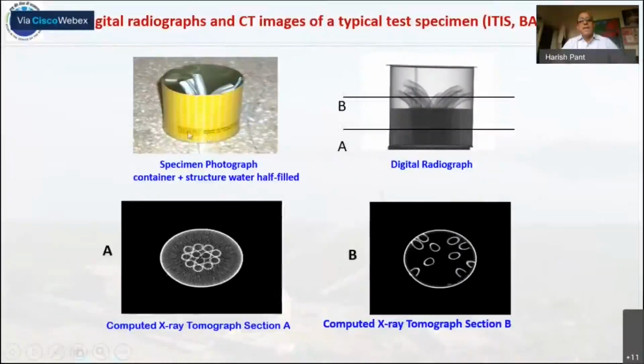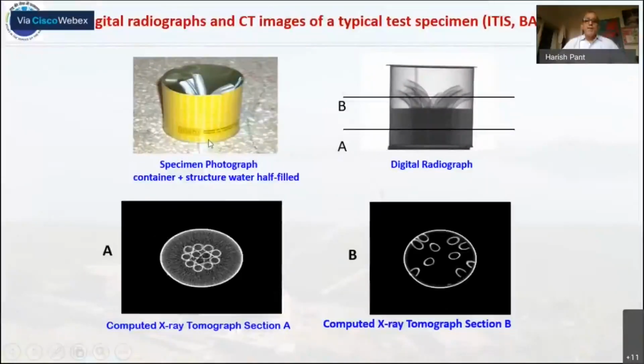At the cross section A, you can see only the water, because water is a high density material. So here the film is more blackened, and then you can see these are the pipes. At the cross section B, you can see these pipes here.